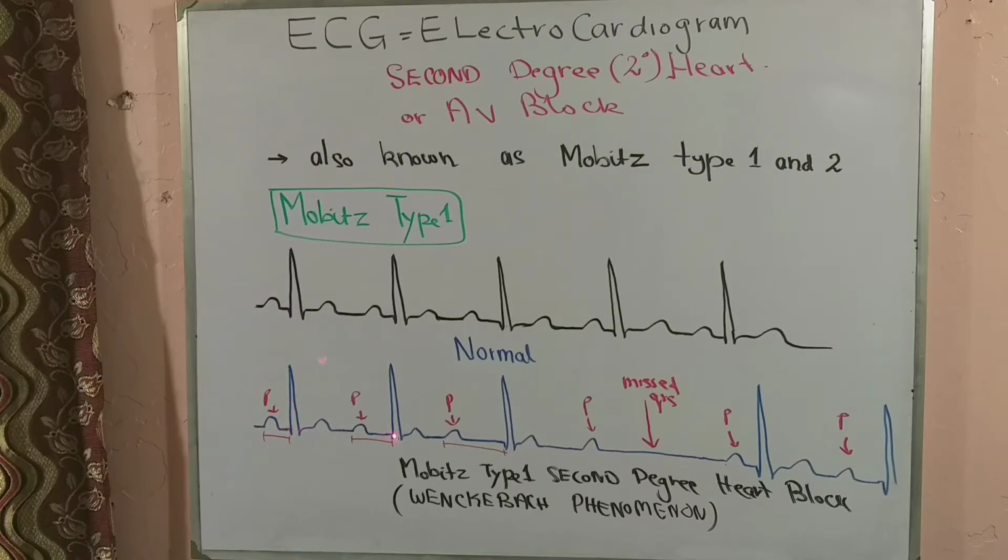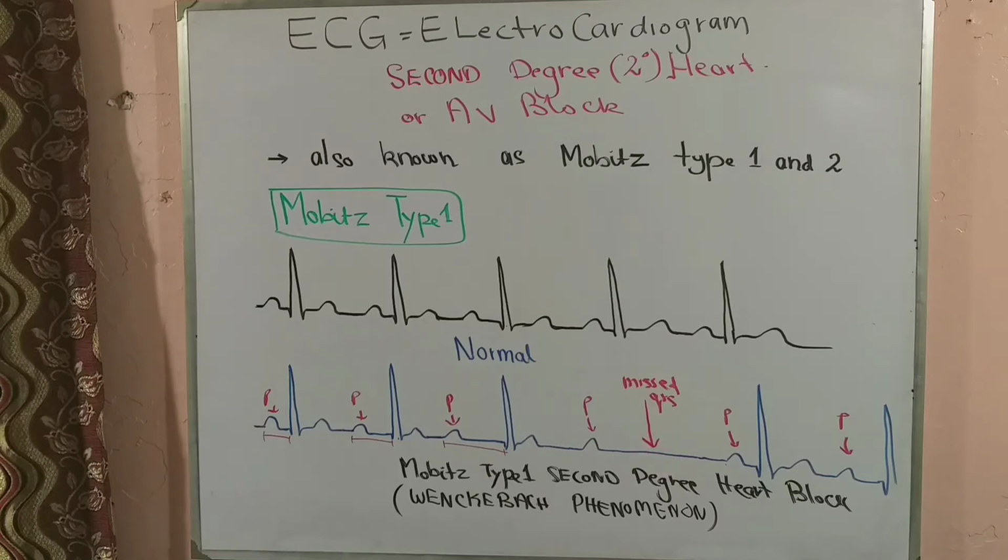But on the next, you see that the PR interval has increased in its duration. Now, if you compare the third PR interval with the previous two, it's even lengthier than the last two PR intervals. So there seems a progressive PR interval lengthening, or progressive increase in the duration of the PR interval, and after the third or fourth beat, there will be a missed QRS complex. You see a P wave, but you don't see a QRS complex over there.